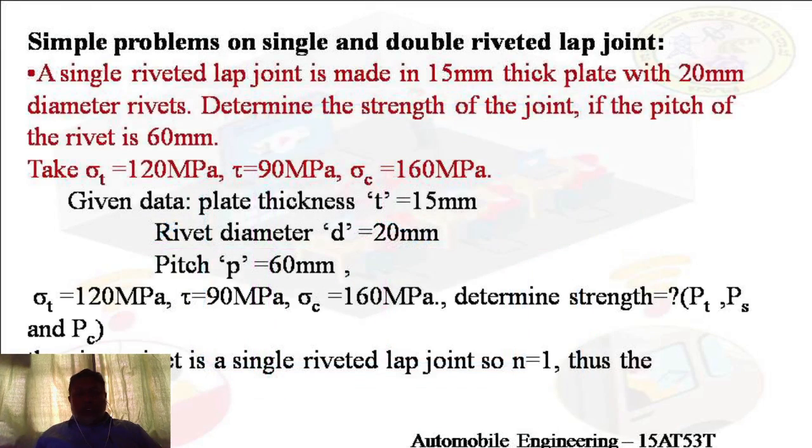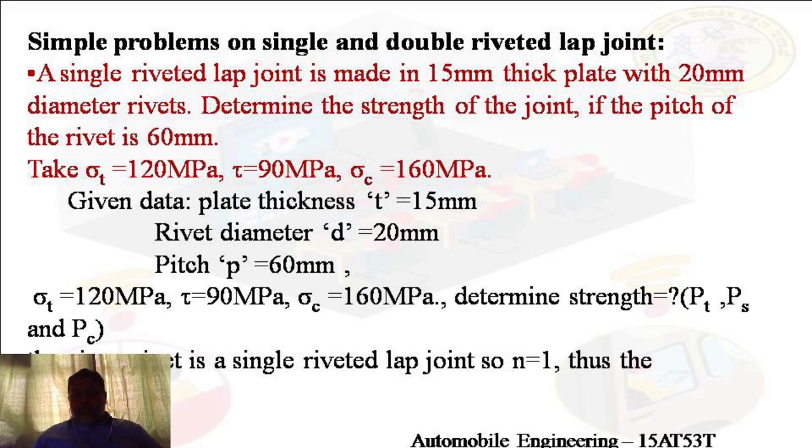Then coming to the problems, we have some problems on single riveted and double riveted lap joints. In this session we will do a few problems. The session has been divided into 4 parts, that is 4 hours. The first part is just an introduction of the procedure for how to solve the problems, along with a simple problem, and then MCQs will be there.